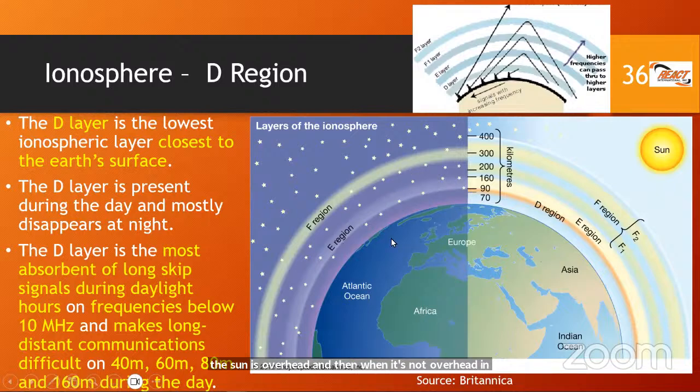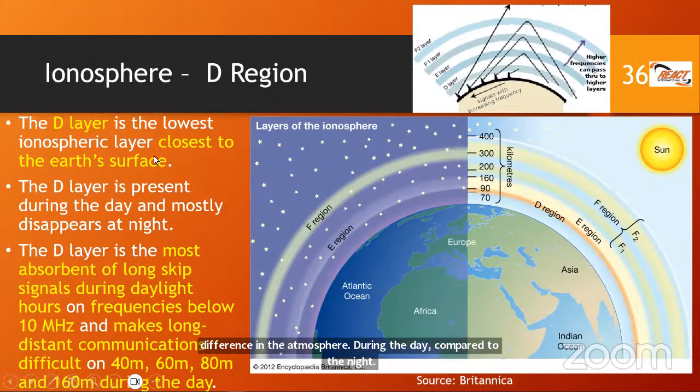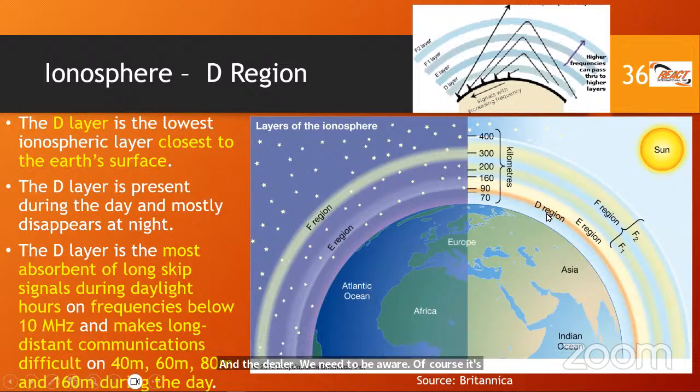So it will propagate, yes, but of course we have a difference in the ionosphere during the day compared to the night. And the D layer, we need to be aware, of course, it's the closest to the Earth's surface. You can see that here diagrammatically. D is closer to E than F, right? So that's an exam question. And you can see it here diagrammatically, D, E, F, right?